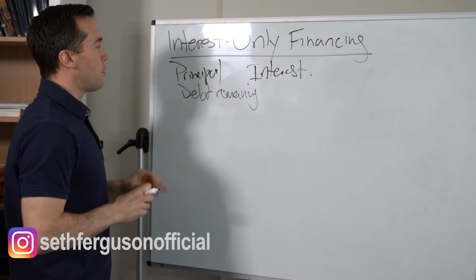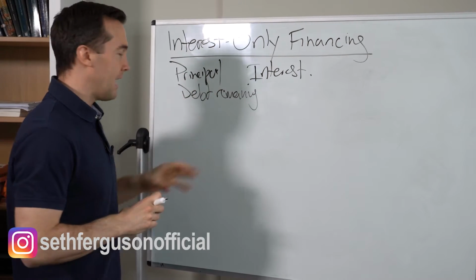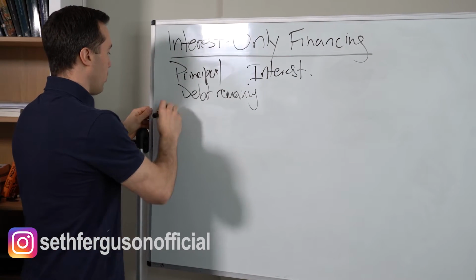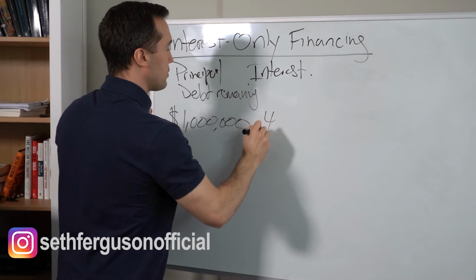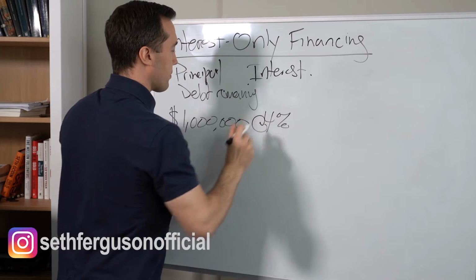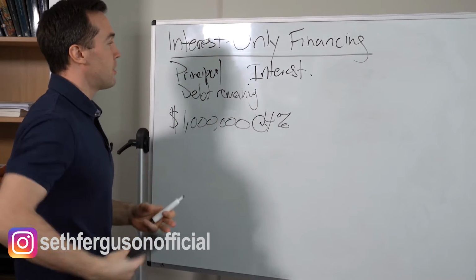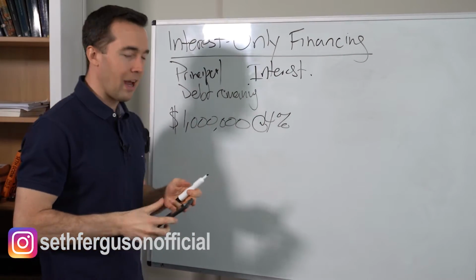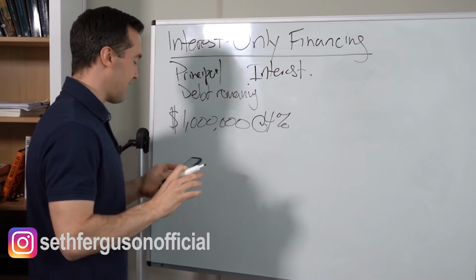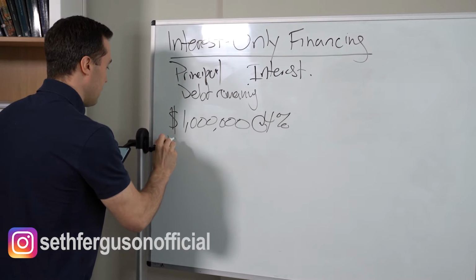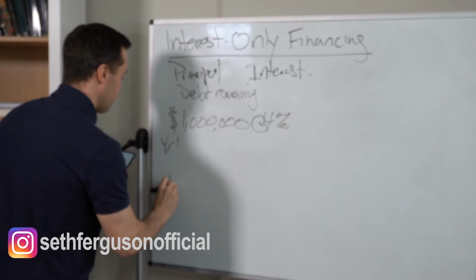Let's go through an example of principal interest payments in action. So let's say we borrowed $1 million from a lender and they are charging us 4% interest. What do our principal and interest payments look like? And there's no way I can memorize these numbers, so I've got them handy right here on my phone. I won't even pretend I did. So we'll look at year 1, and then we'll look at year 10.